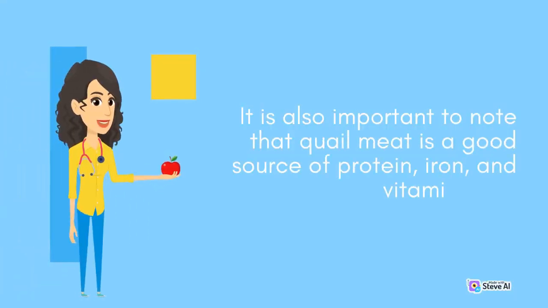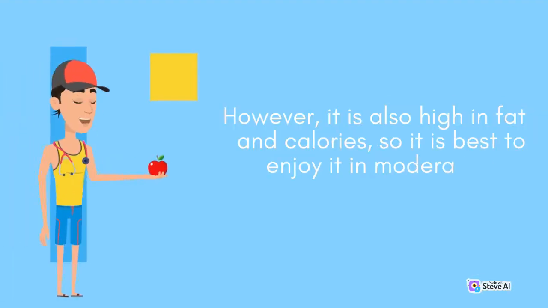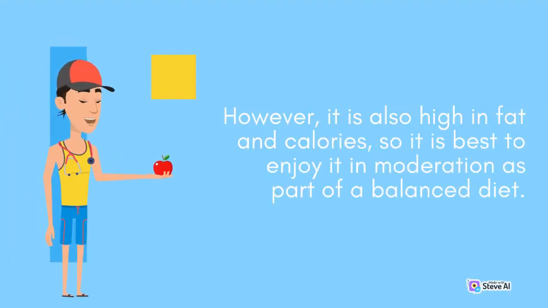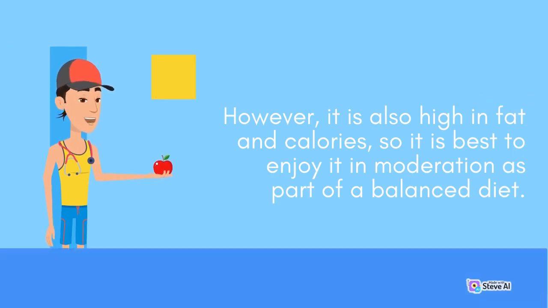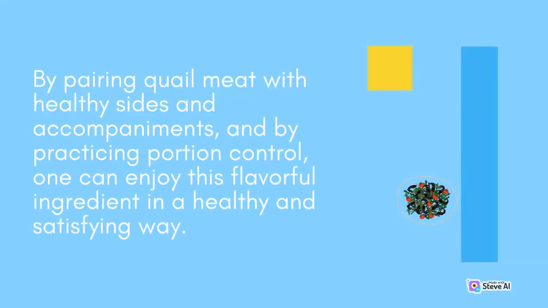It is also important to note that quail meat is a good source of protein, iron, and vitamin B12. However, it is also high in fat and calories, so it is best to enjoy it in moderation as part of a balanced diet. By pairing quail meat with healthy sides and accompaniments, and by practicing portion control, one can enjoy this flavorful ingredient in a healthy and satisfying way.